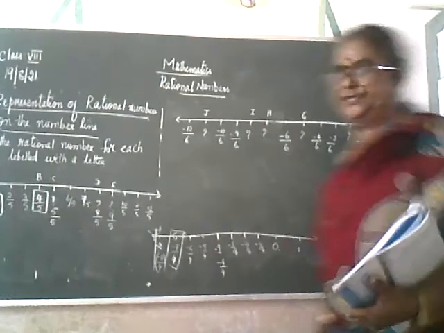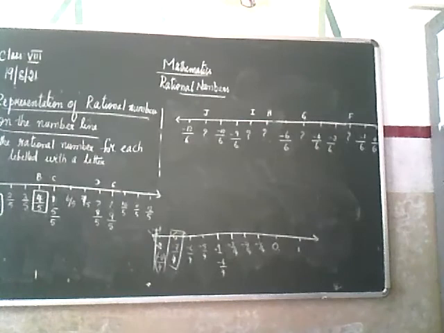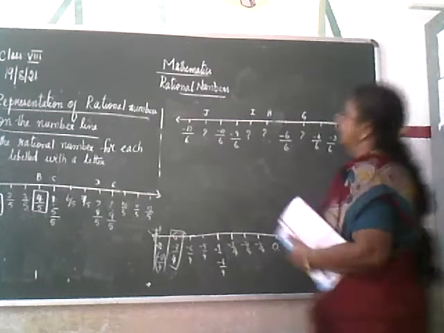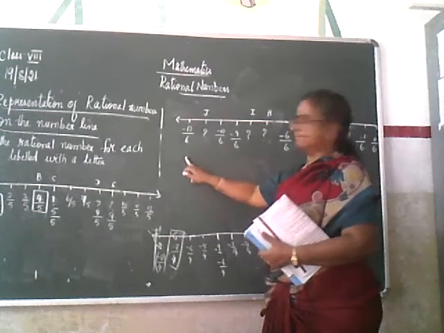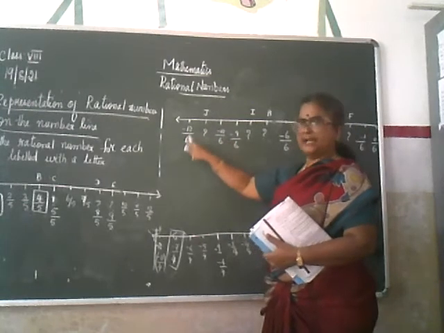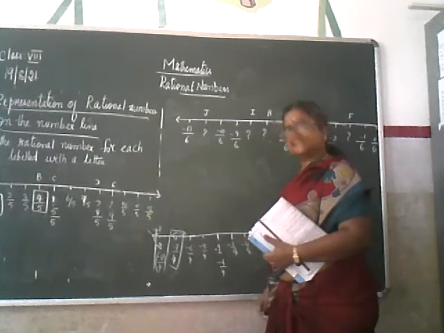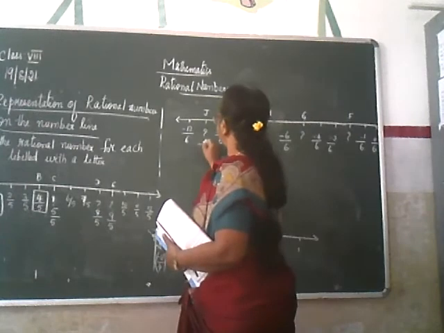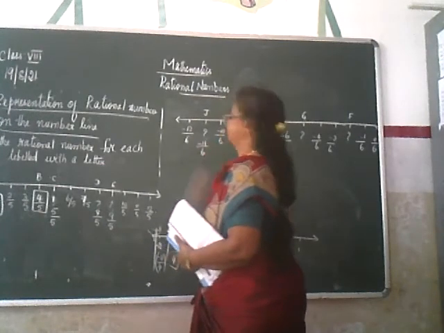Now see the board. If you see the denominator, it is divided into 6 equal parts. Now you can say minus 12 by 6, minus 10. So minus 10, minus 12, in between which will exist? Yes, very good. Minus 11 by 6.